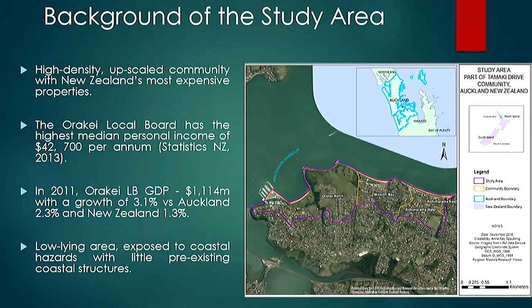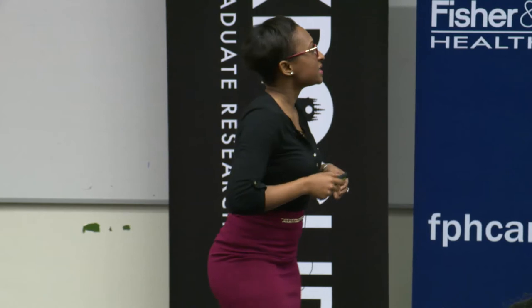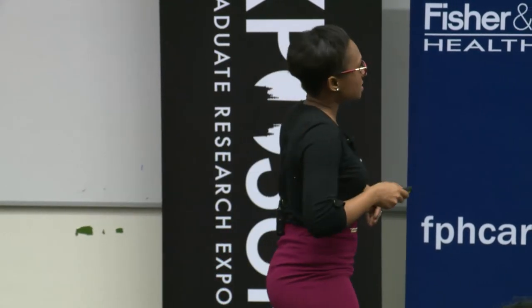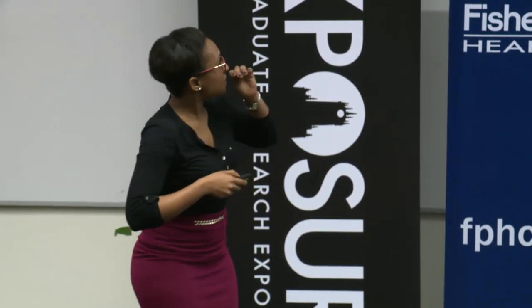Now, the background of the Tamaki Drive area, ladies and gentlemen, includes Orakei North, Mission Bay, and part of Kohimarama. This area, as you may all know, is a wealthy community and contributes quite a lot to the GDP of Auckland and, by extension, New Zealand. This is, of course, a low-lying area with a gradual increase in terrain as you go up further from the coast, and which has very little coastal mitigation measures in place.